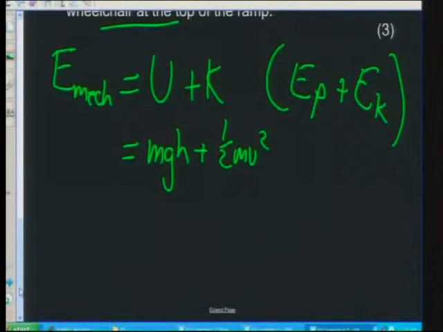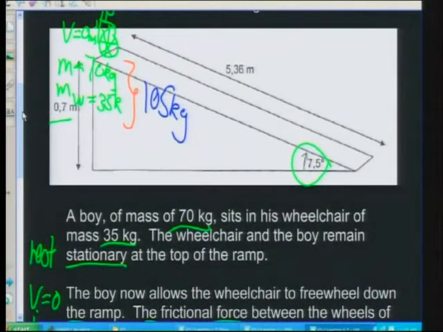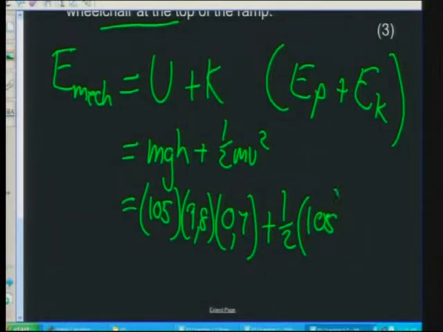So what we're going to do is substitute the values in, and let's see where we go. So the mass, 105, g, 9,8. The h value here was 0,7 meters plus half. The mass is still 105. The velocity here is 0 squared.